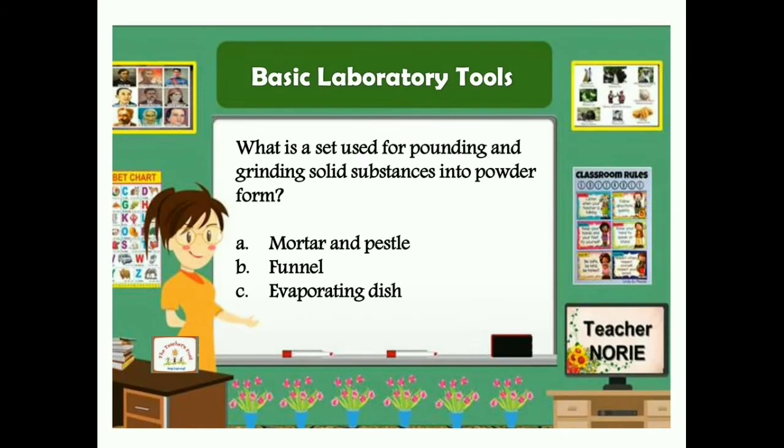What is a set used for pounding and grinding solid substances into powder form? A. Mortar and pestle. B. Funnel. C. Evaporating dish.